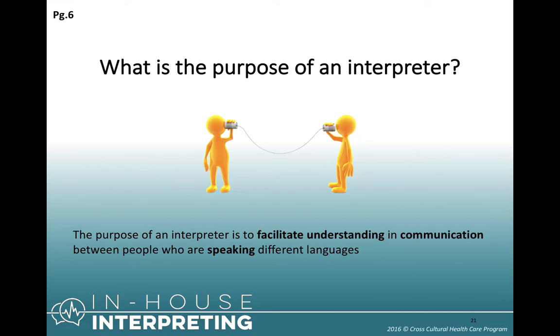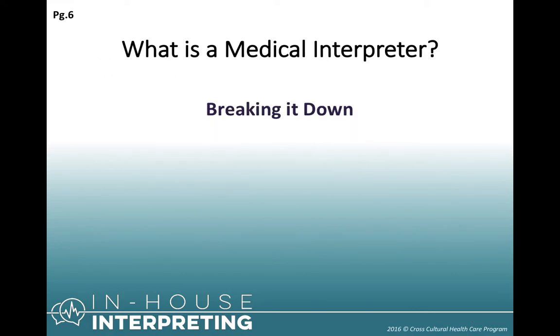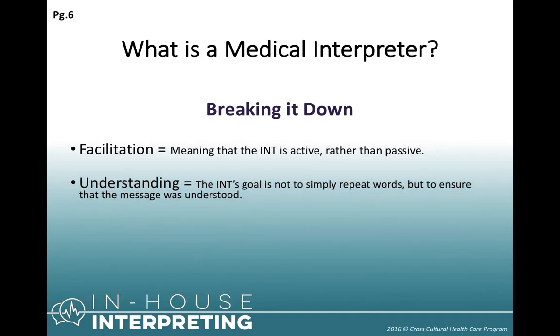The purpose of an interpreter is to facilitate understanding and communication between people who are speaking different languages. That is our goal. Now let's break that up. Facilitation means that the interpreter is active. We're not passive, so we're not just innocent bystanders repeating a message. We are active in trying to ensure that all parties are understanding. If there's a cultural difference or a misunderstanding, we're jumping in trying to facilitate that. Once again, understanding. The interpreter's goal is not simply to repeat words, but to ensure that the message was understood. We're looking for facial cues if they don't understand, to then clarify.